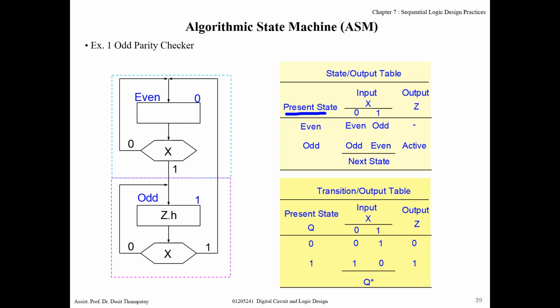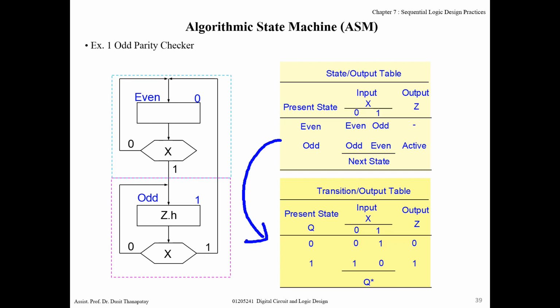Namely, this present state or current state. I write in this state output table from this ASM chart. There are two states, even and odd, and one input X. X can be 0 or 1. If input X is 0, state does not change. If present state or current state is even, the next state is still even. If present state is odd, next state is odd. But if input X is 1, you change even to odd and odd to even for the next step when the clock ticks. And output will be active, or become 1, for active high output, when the machine is in state odd.